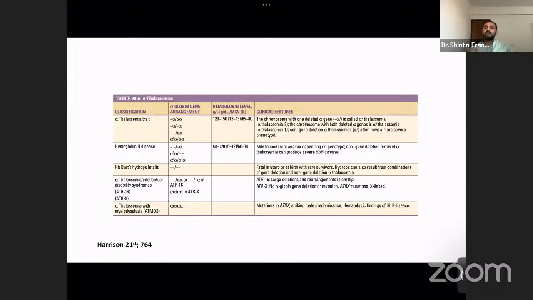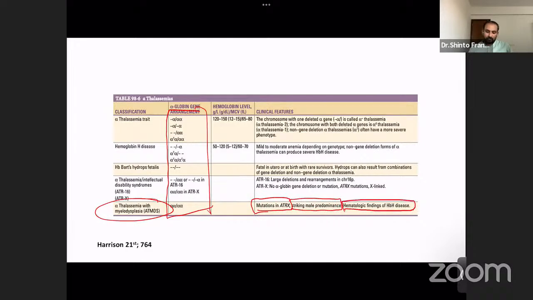So I'm basically taking you through the charts, or tables, in Harrison, sorry. So alpha thalassemia trait. You have to go through the various tables. Here we have specifically asked for alpha thalassemia with myelodysplasia. So the mutation is in ATRX, and it is a striking male predominance, and the hematology findings are somewhat similar to HbH disease.